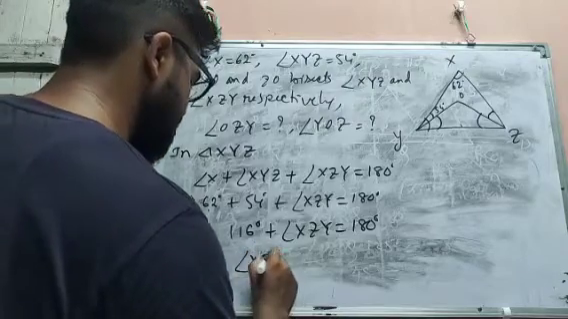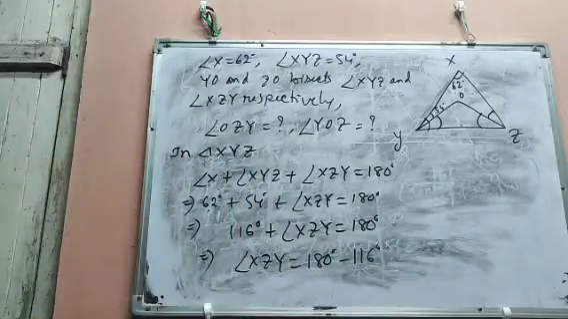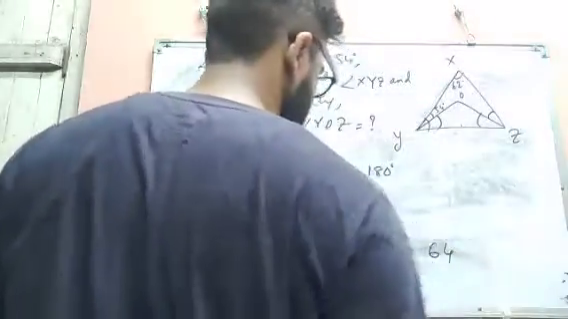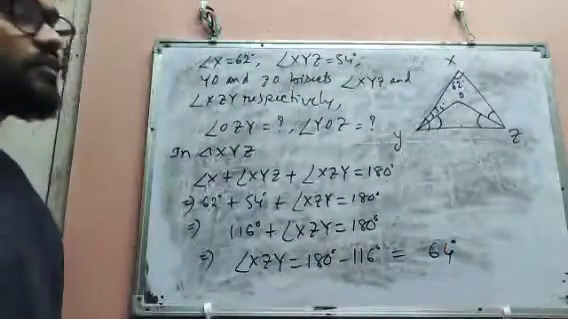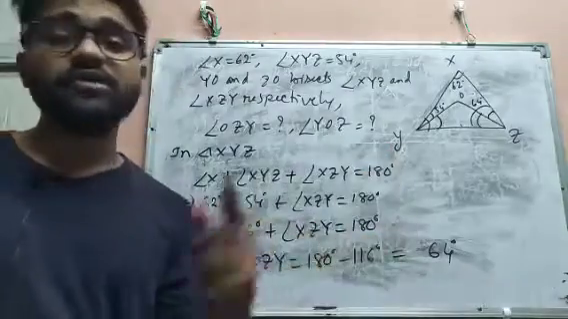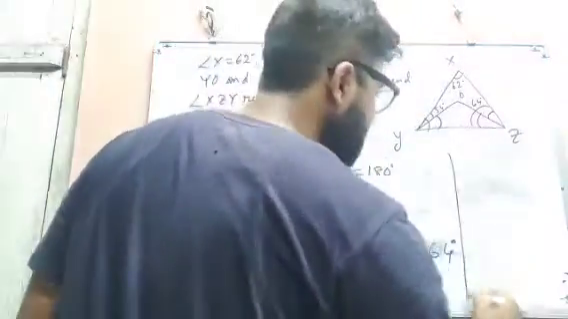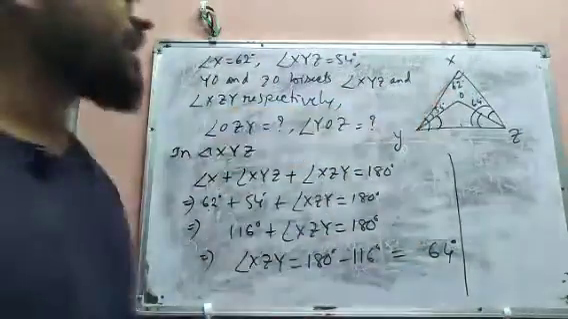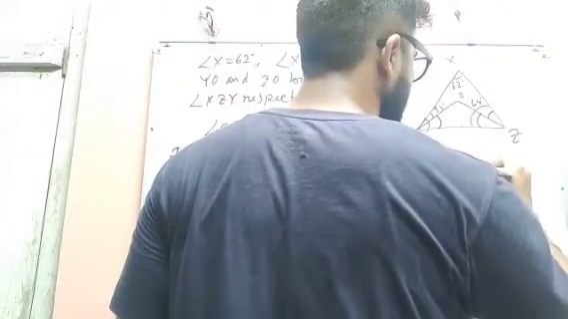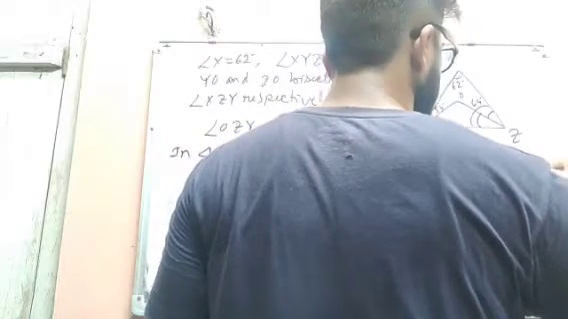So angle XZY is 180 degree minus 116 degree. Okay, so you will get 10 minus 6, 4, remaining 7, 7 minus 1, 64 degree. So we have got this large angle as 64 degree. So after that, we have said that OY and OZ are the bisectors. Okay, so OZ and OY are the bisectors. Therefore, we can find angle OZY. Therefore, angle OZY is clearly half of angle XZY.